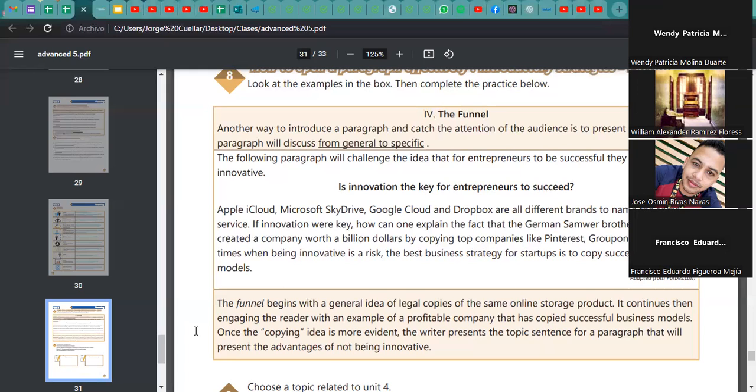So this is the third strategy. We have checked the other two. The first one was the presentation of the topic, and then you summarize other paragraphs about that one, as you may remember. Okay, do you have any questions about the funnel?